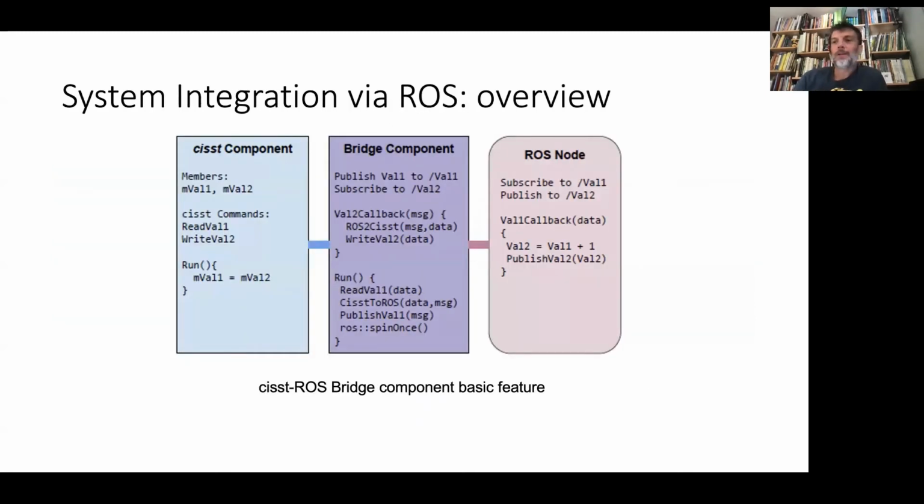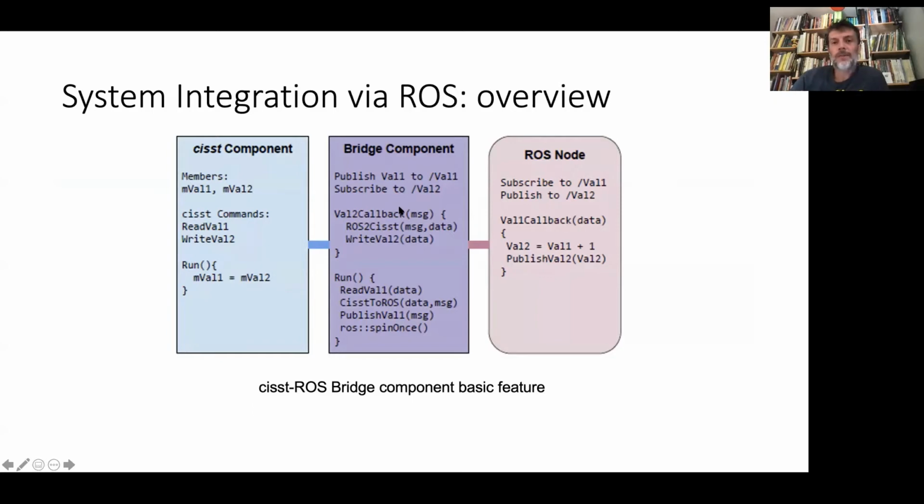What's happening in practice? Now that I've described the execution model and data conversion, I'm going to explain a little bit what happens. Let's say you have a cisst component and it has two values, value 1 and value 2, and two functions. One is to allow you to read value 1 and one to write value 2. And in the run method, all it does is automatically assign value 2 to value 1. It's a dummy component. All it does is cache the value.